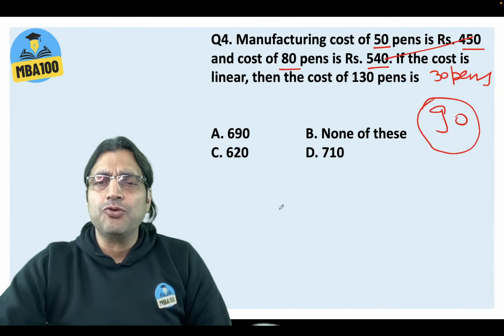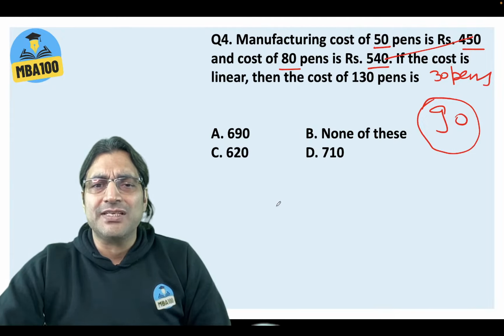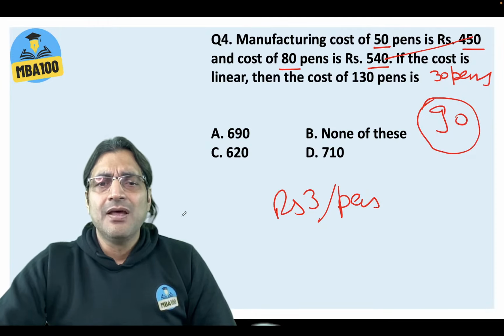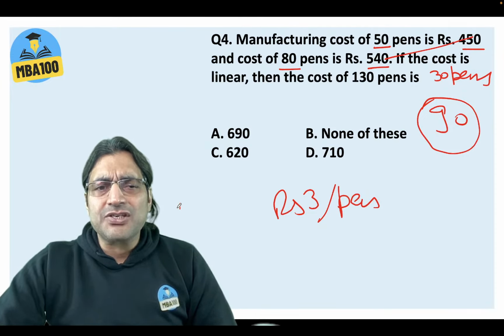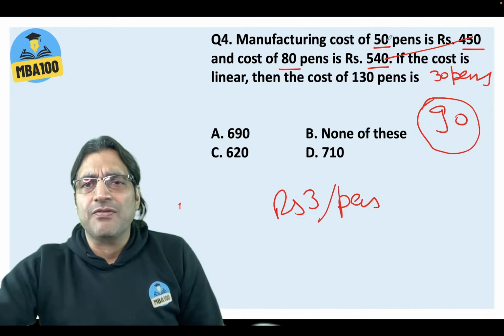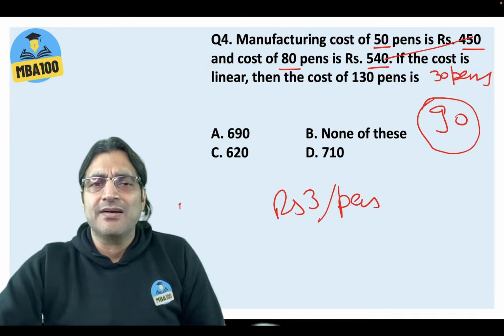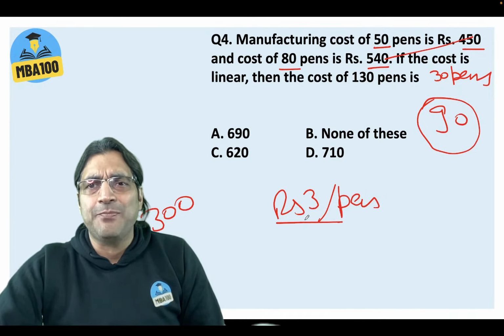So when it comes to variable cost, the variable cost is certainly rupees 3 per pen, even without solving it, right? So the variable cost is rupees 3 per pen. Now, the fixed cost would be how much? For 50 pence, the variable cost is 150. So fixed cost is 300. Variable cost is rupees 3 per pen.